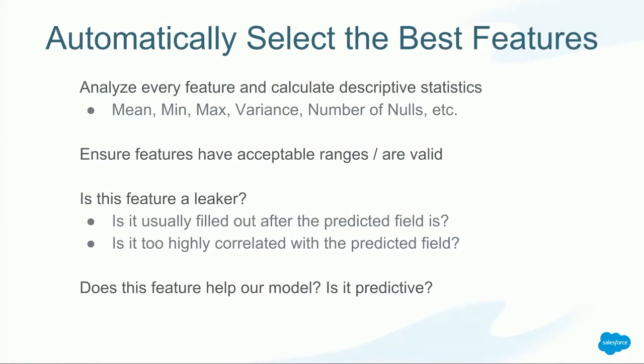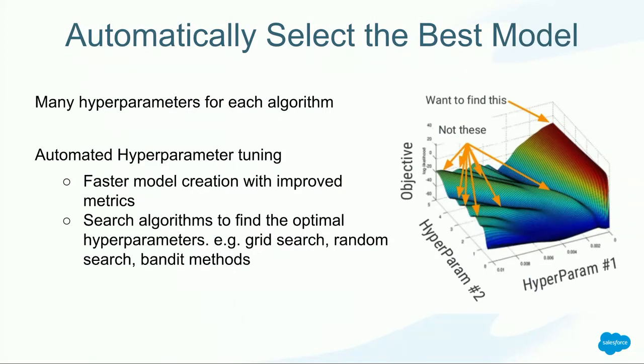We check, do the features help the models? Are each individual features making our models better? Are they predictive of what we're trying to predict? And finally, we have automatic model selection, which is basically training a whole bunch of models and then picking the best one from that mix.